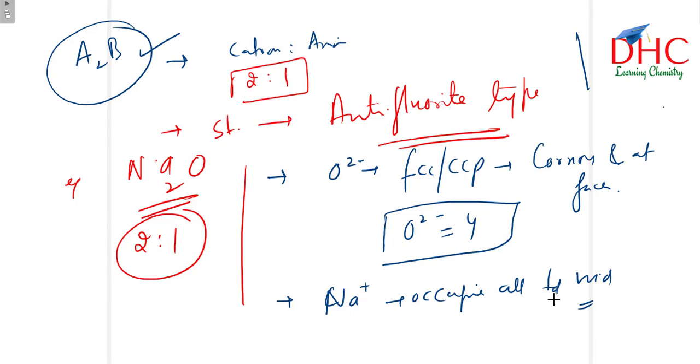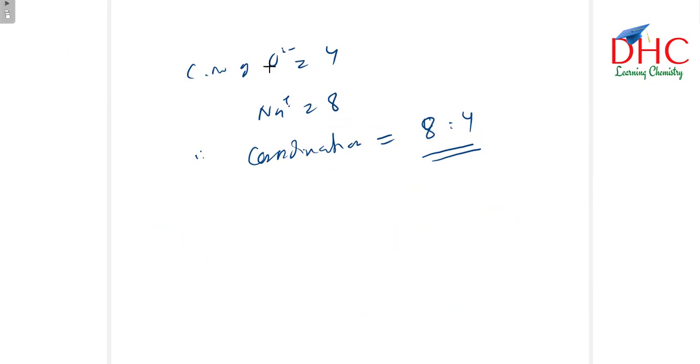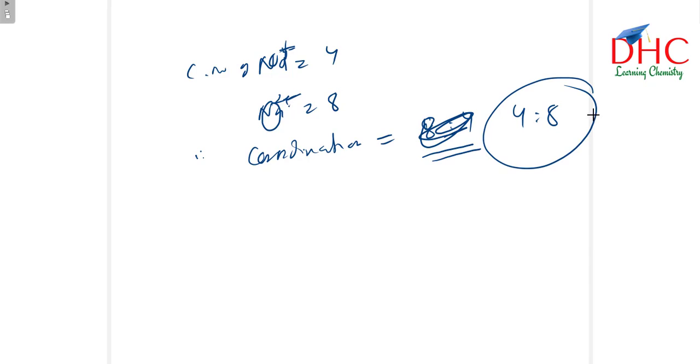मतलब है कि इसके इर्द गिर्द कितने होंगे? 4. मतलब सोडियम के 4 होंगे. So सोडियम के इर्द गिर्द 4 फ्लोराइड्स होंगे और ऑक्साइड के कितने होंगे? 8 होंगे. So it is basically 4:8. उसका रिवर्स, फ्लोराइड टाइप स्ट्रक्चर का रिवर्स. So कोऑर्डिनेशन is 4:8.